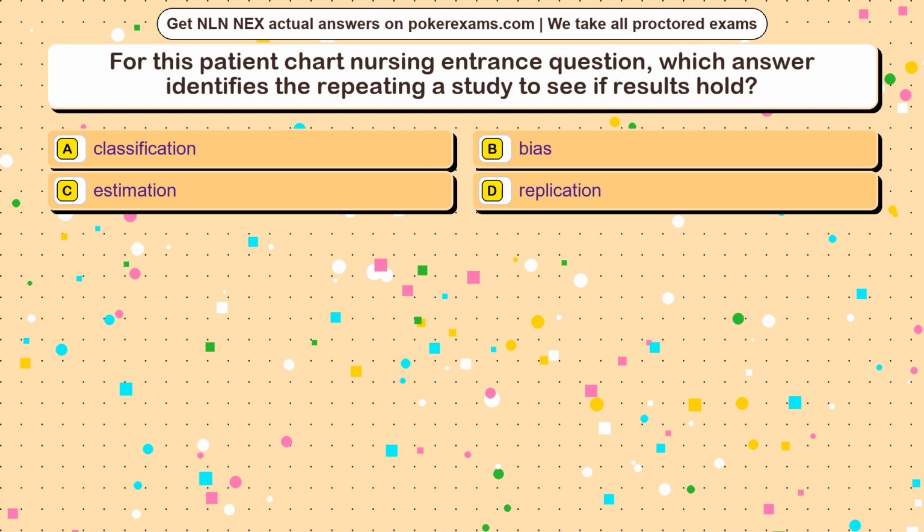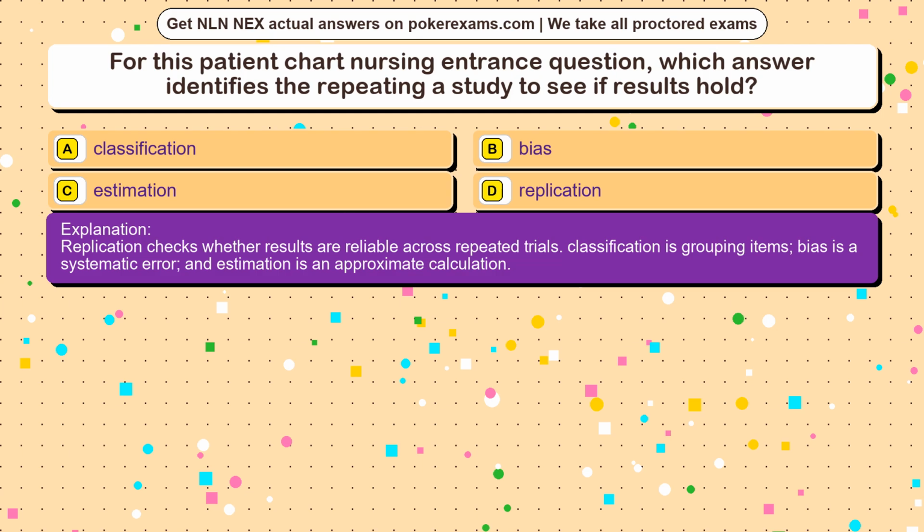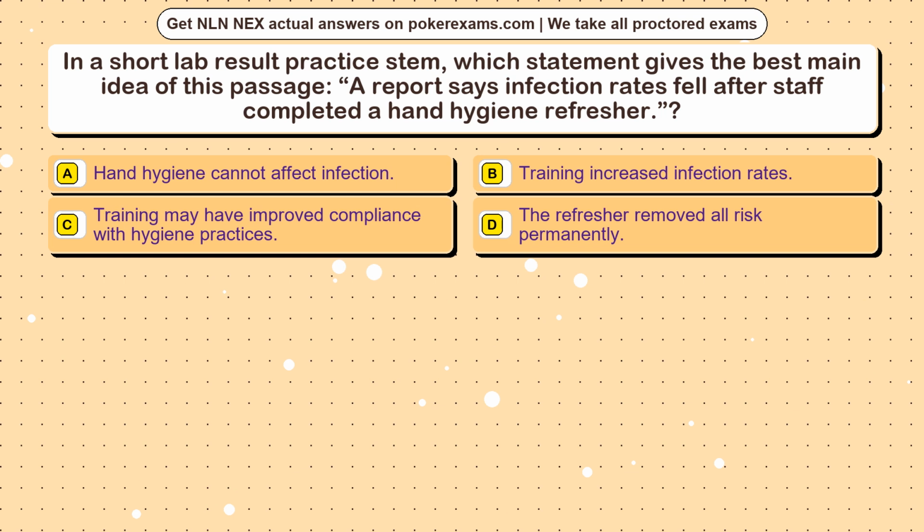The correct answer is option. Replication checks whether results are reliable across repeated trials. Classification is grouping items, bias is a systematic error, and estimation is an approximate calculation. Question 14. In a short lab result practice STEM, which statement gives the best main idea of this passage?